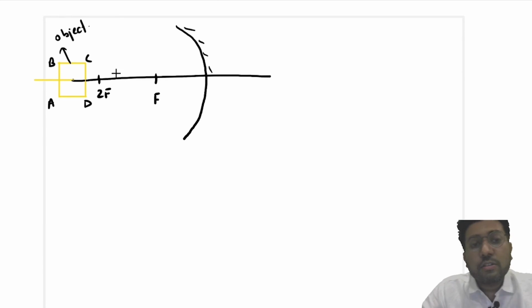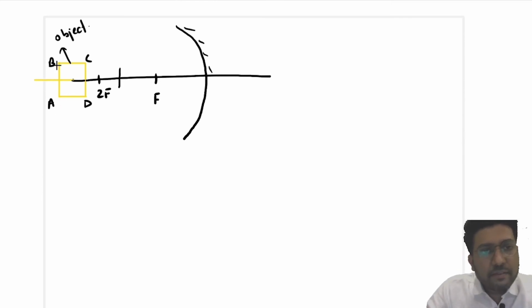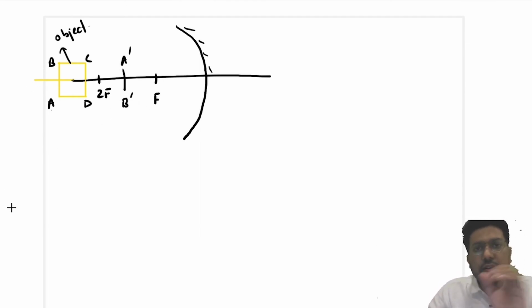And also the image is diminished. Why? Because the object is beyond 2F, right? So I will draw it like this. Listen carefully. First I am drawing for AB, and you know that the image is diminished, so I am drawing it smaller, right? A will move upwards, so I will write it as A dash, and B will move downwards, I will write it as B dash.